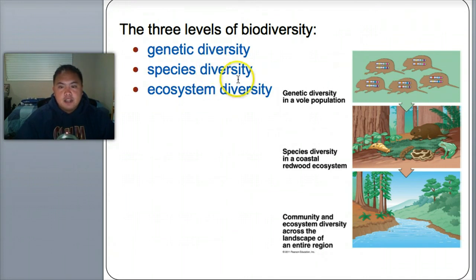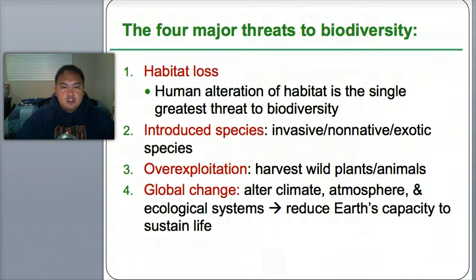There's also species diversity, which, as you know, is the different types of animals within an ecosystem. And then there's ecosystem diversity. On planet Earth, we want different ecosystems to be able to coexist, just like they show in this picture here. So what are the threats to biodiversity? What's causing this biodiversity to cease? We've got four of them.